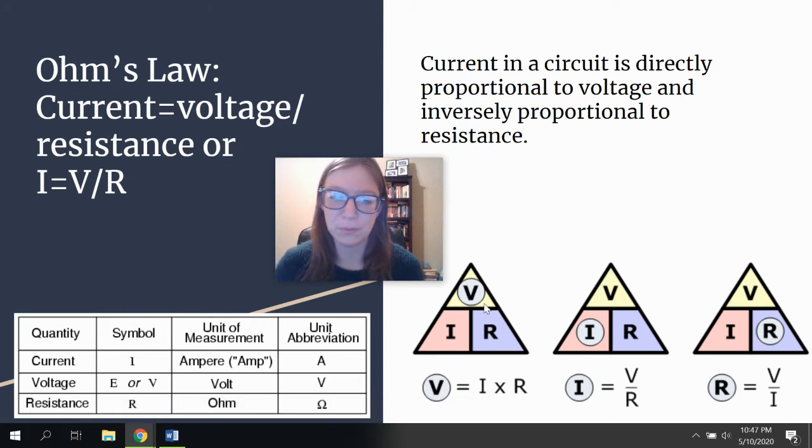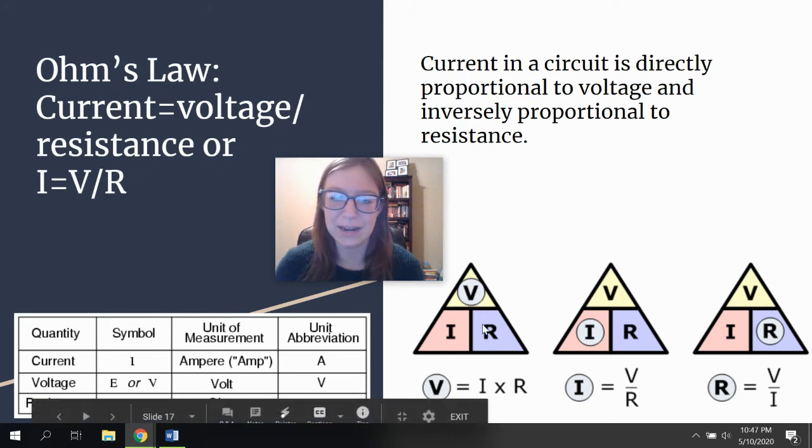They just help you remember, oh, V is on top, that's I times R. V equals I times R. If I'm looking for I, then it's V divided by R because V is on top. If I'm looking for R, it's V divided by I. Here are the symbols, what we usually abbreviate them as, and then what they look like.